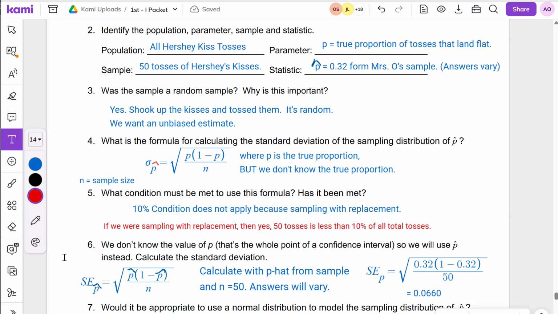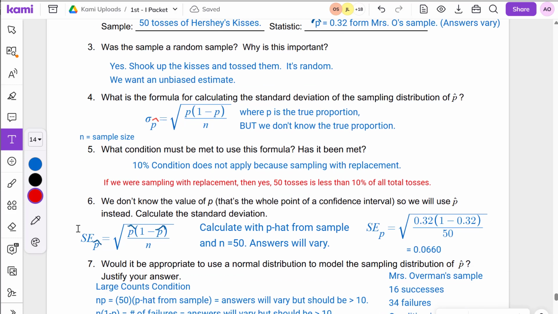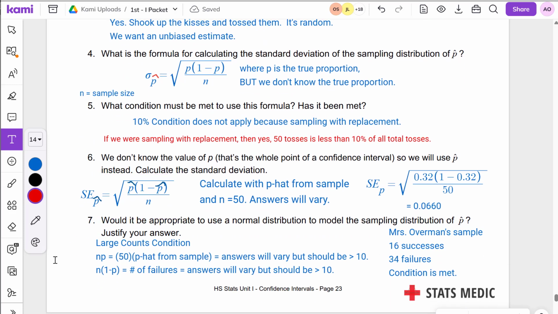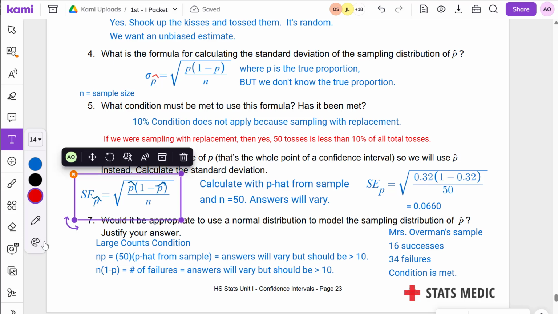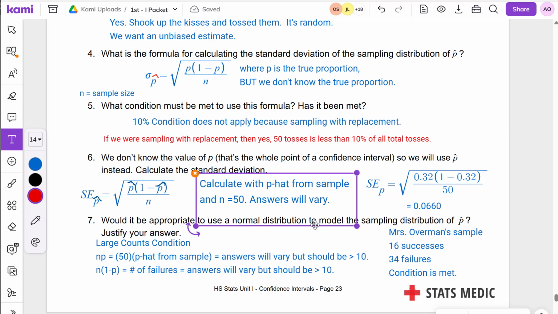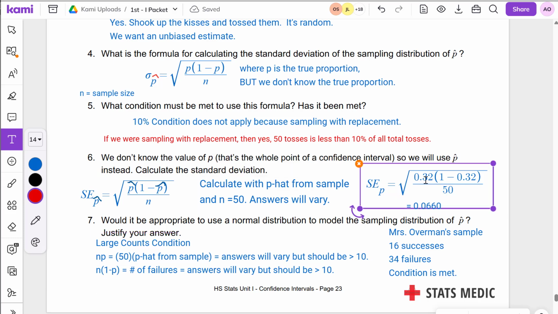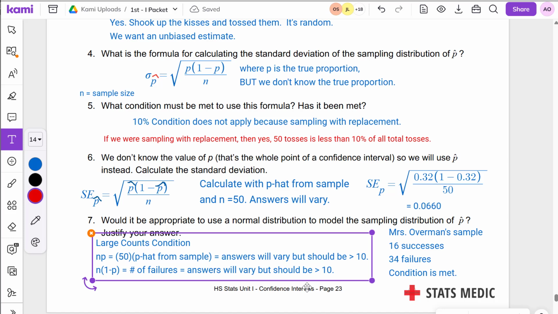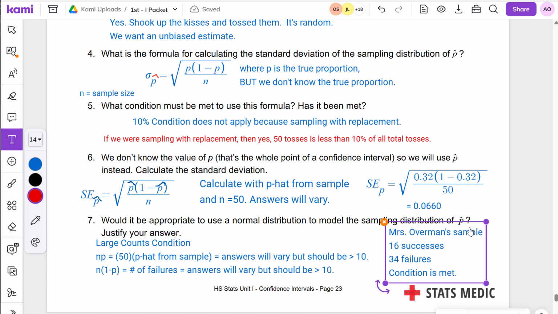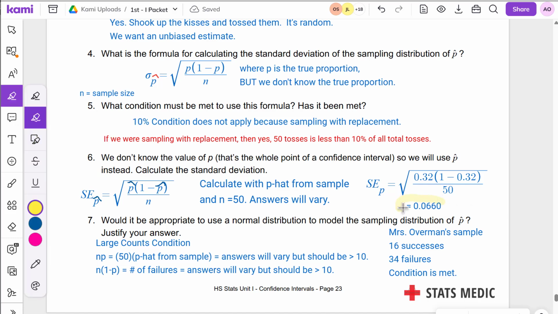Okay, we don't know the value of P. That's the whole point of the confidence interval. So we're going to use our sample, our p hat. Since I don't know if it's 50% or some other percent, I'm using what I got, which is 0.32. Then I do 1 minus 0.32, and 50 is the sample size. I get this value right here, which is 0.066. So there is my actual standard error. It's called standard error because we're doing it from a sample. Would it be appropriate to use a normal distribution to model the sampling distribution of p hat?